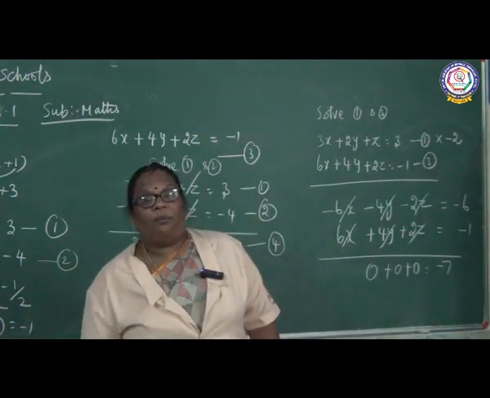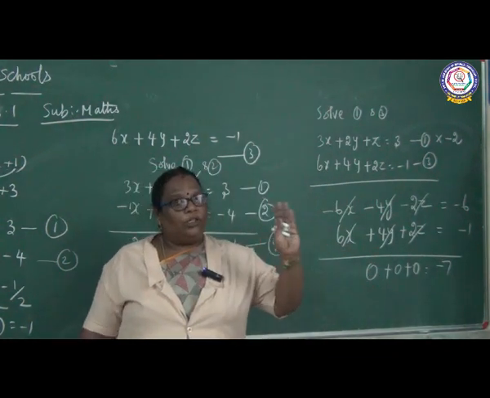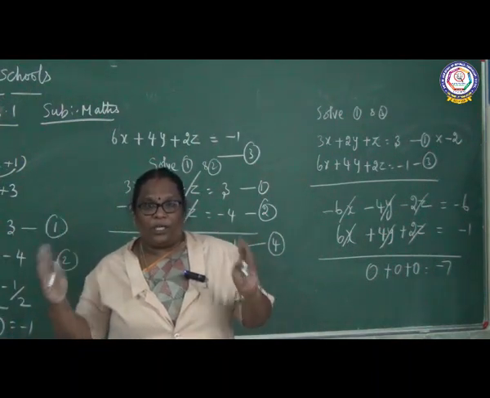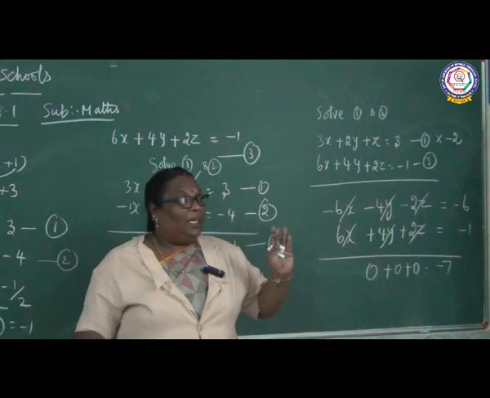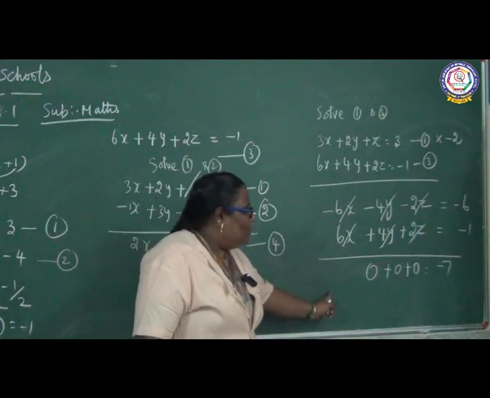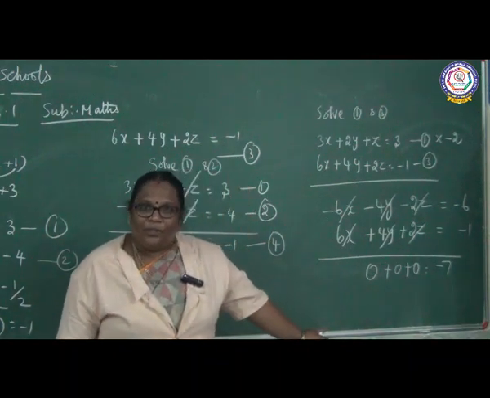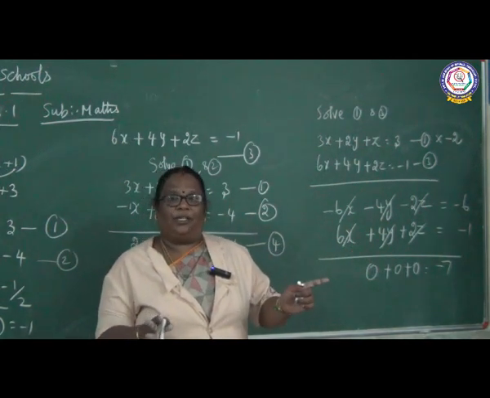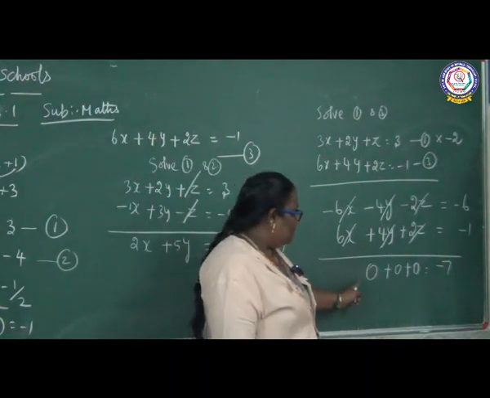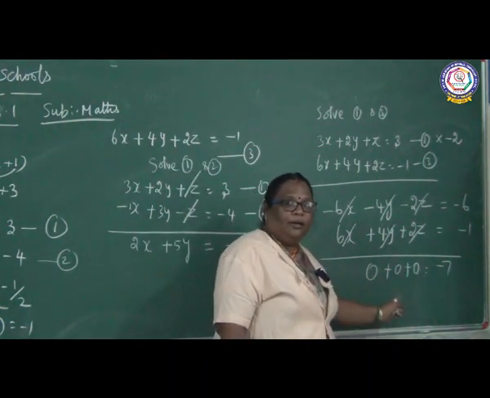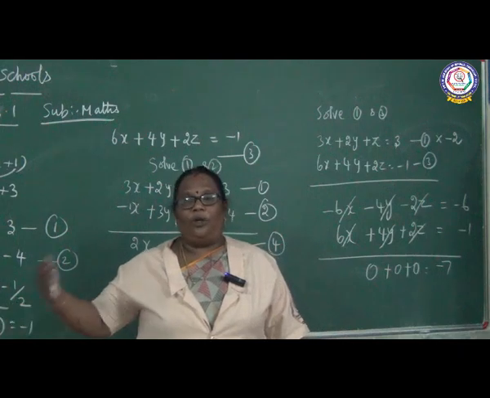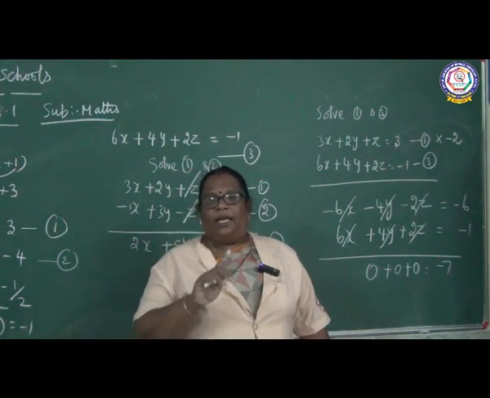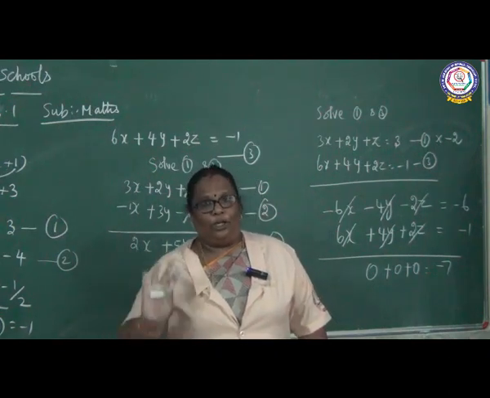In the previous sum we saw that both the constant value and the x, y, z values were equal to 0. But here x, y, z cancel and you are getting a value 0, but you have a constant term. This is a contradiction. In the previous sum, the x, y, z terms were also 0 and equal to 0, so that system of equations has an infinite number of solutions.